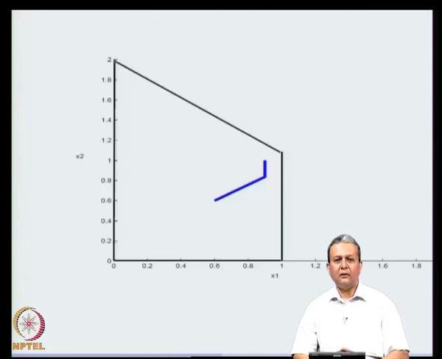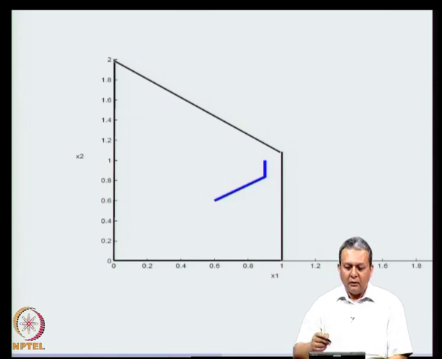Now, here is a plot. This quadrilateral denotes the feasible region, and we start from a point which has x1 and x2 equal to 0.6, and this is the solution point which is 1, 1, and this is how the algorithm makes progress after 4 iterations.